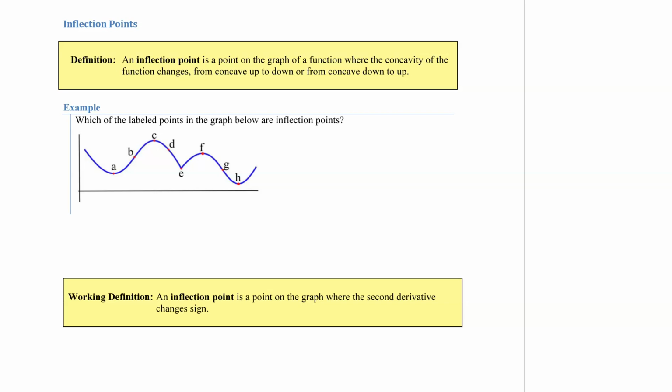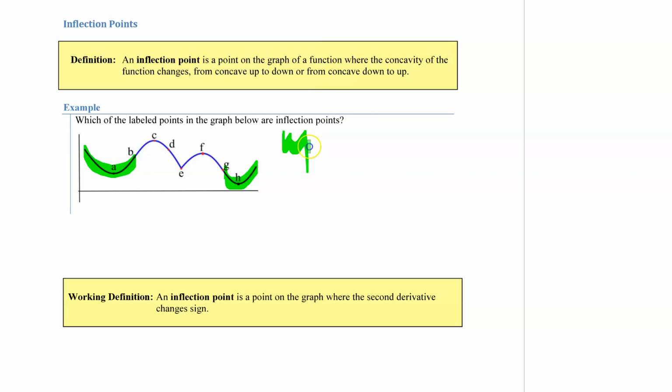If you'll notice in this example, it says, which of the labeled points in the graph below are inflection points? So you're looking for where the concavity is changing. Let's look at this. Where is it concave up? You can see it's concave up from here to here, and then it begins to come down. It's still concave downward, and then from here to here, we have it concave up again.